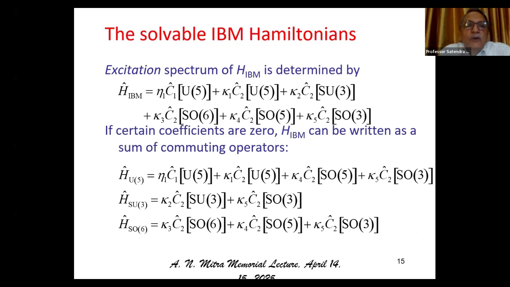The soluble IBM Hamiltonian is shown here for the SU5, SU3, and SO6 limits. Next slide, please.